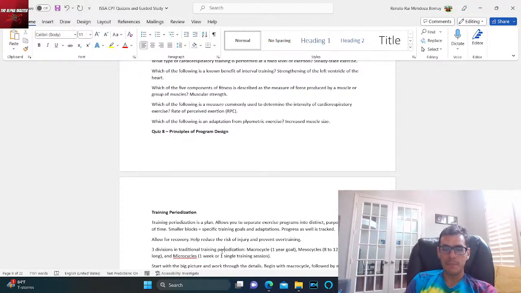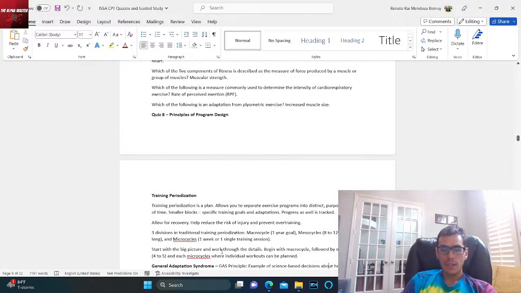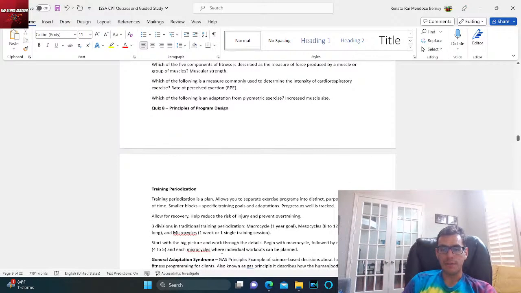There are three divisions in traditional training periodization: the macrocycle, which is a 1 year goal; mesocycles, which are 8 to 12 weeks long; and microcycles, which take 1 week or one single training session. Start with the big picture and work through the details. Begin with the macrocycle, followed by the mesocycles, and then each microcycle, where individual workouts can be planned.